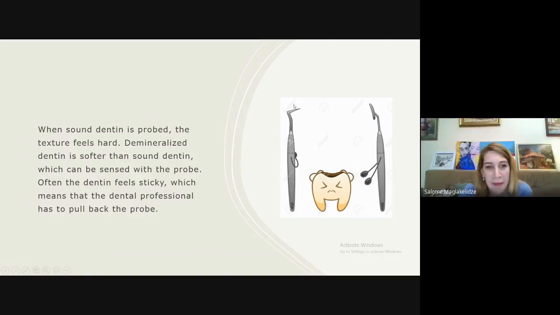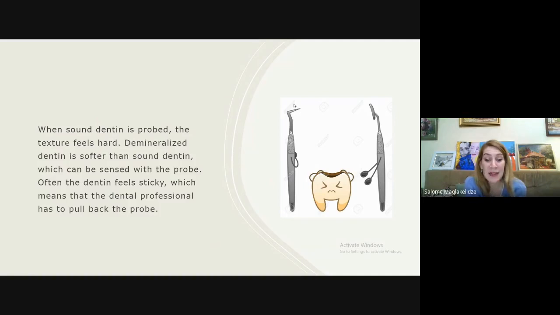Yes. Okay. Let's continue. So, as I said, when you are probing the dentin, it's easy to feel the dentin structure, because if it's sound and good, you feel that it is hard and you can't penetrate it. But when we have demineralized dentin, it's softer, and you can sense it with the probe. It's sticky and it feels like you're grabbing some dirt.